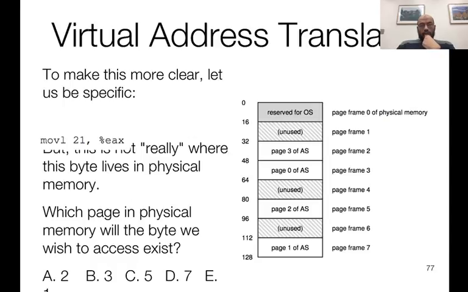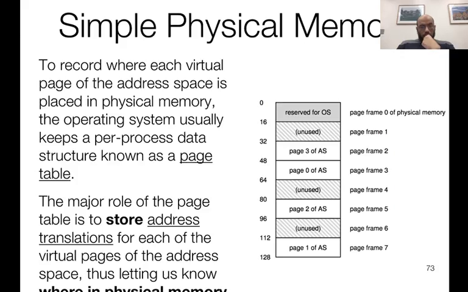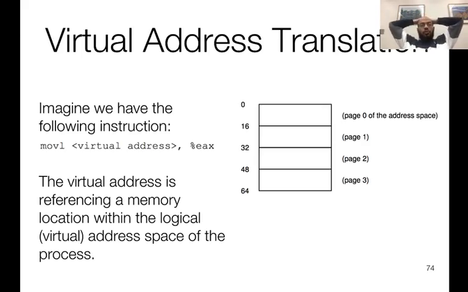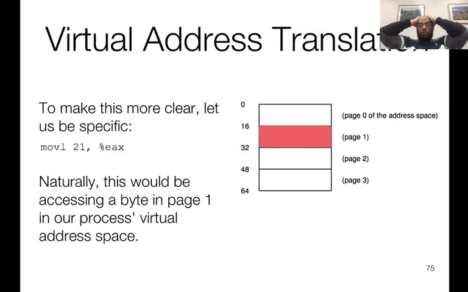Now let us look at an example where we are doing virtual address translation. Imagine we have the following instruction: move some virtual address into EAX, one of the general registers. The virtual address is referencing a memory location within the logical virtual address space of the process. Let us be more specific and assume it's on page 1, and the virtual address we're trying to move is virtual address 21.